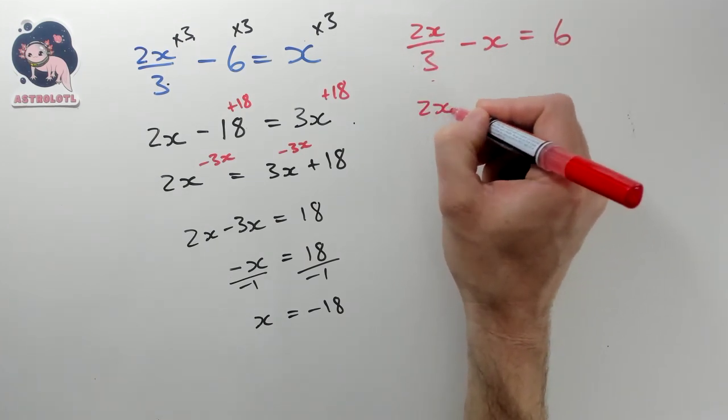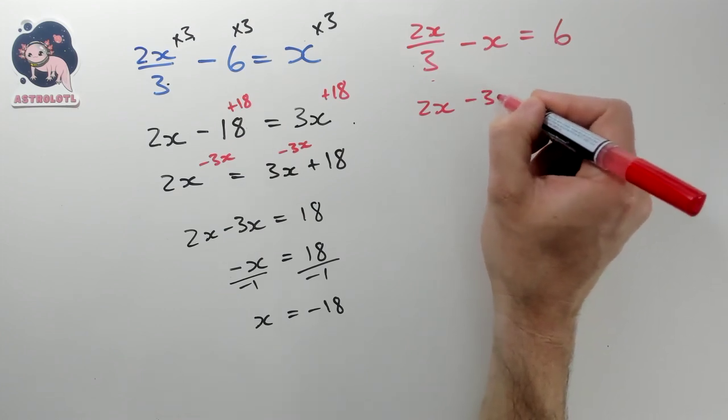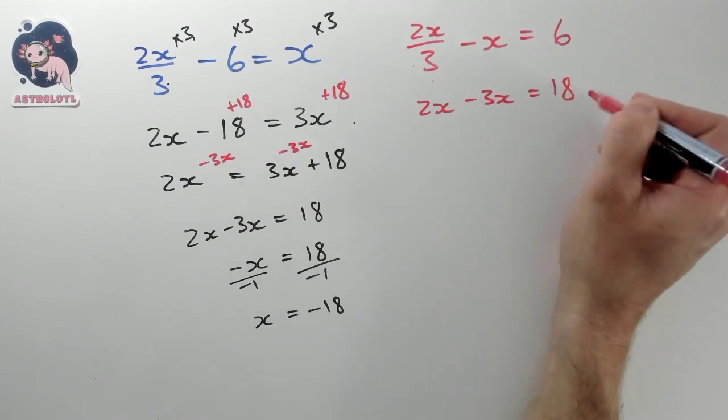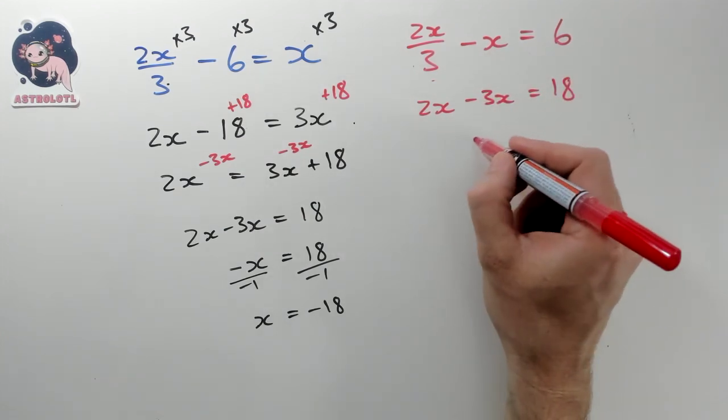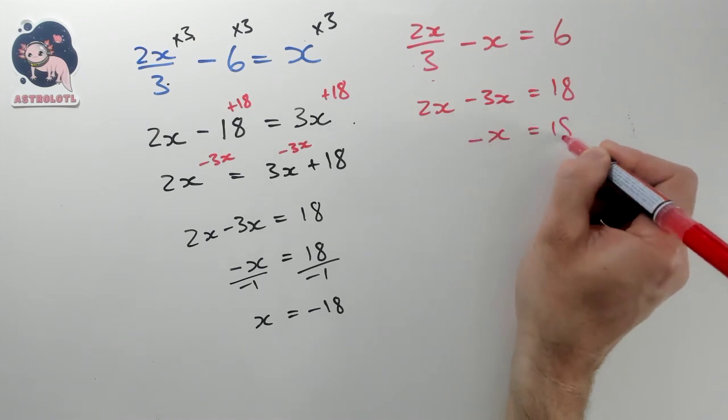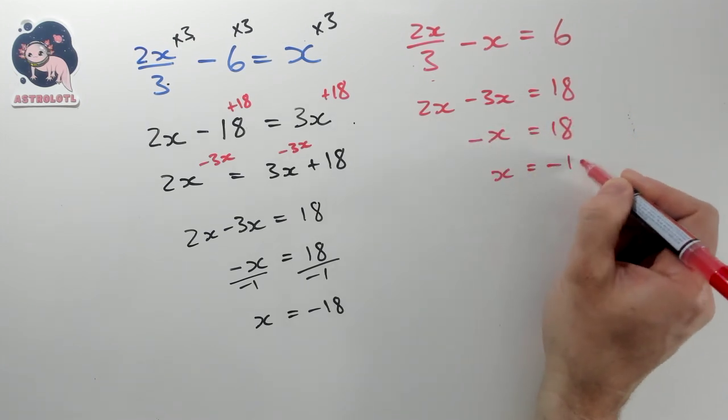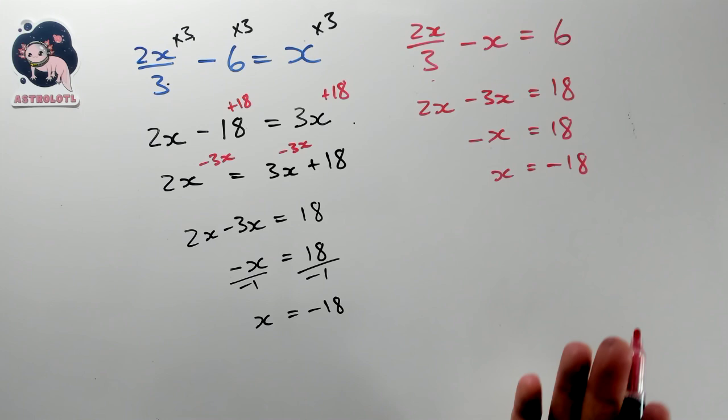So I'll have 2x minus this has to be multiplied by 3, and this has to be multiplied by 3. And then we have the same thing. Minus x is 18, and x would then be negative 18. Okay, so both ways work.